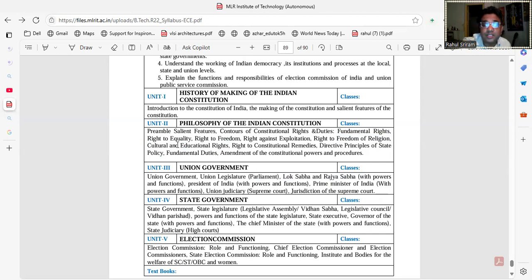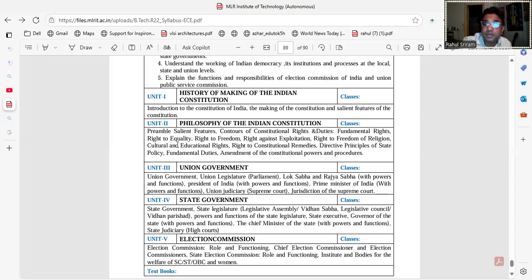Then directive principles of state policy, fundamental duties, amendment of constitutional powers and procedures. Directive principle means directions, so how the directions are given in terms of principles of the state policy, right? And fundamental duties will be there. In college also, the first fundamental duty of the student is to go into the classroom and listen to the lecture they are giving. And the second thing is you have to give your attendance. So that's the fundamental duties. Like that, everyone has fundamental duties in the Indian Constitution. Right? Amendment of constitutional powers and procedures.